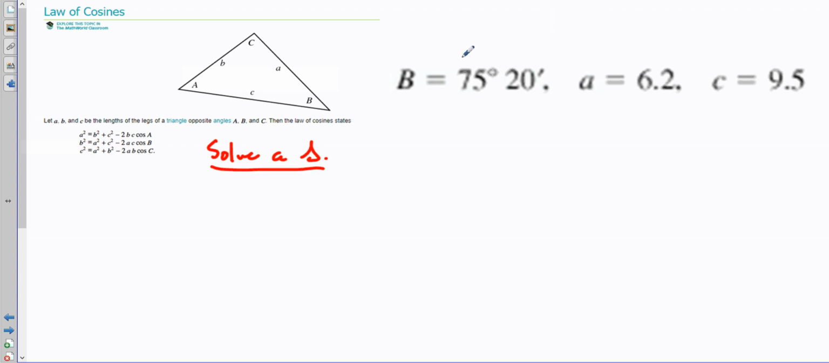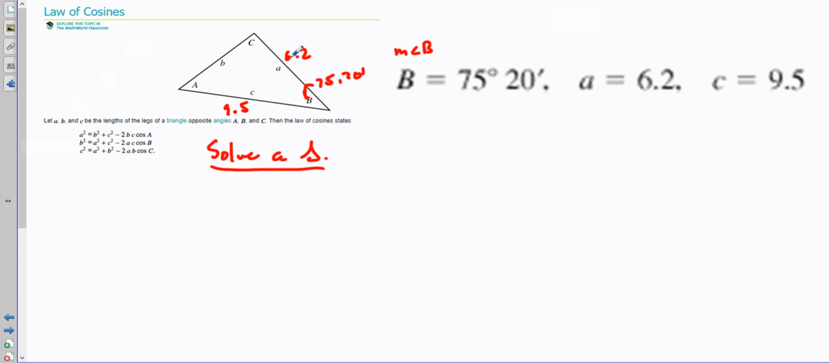What we're given here is another angle, angle B, so we're given the measure of angle B, and then we're given two sides. Angle B is 75 degrees 20 minutes. Then side A we know is going to equal 6.2, and then we have C right here, which is 9.5.